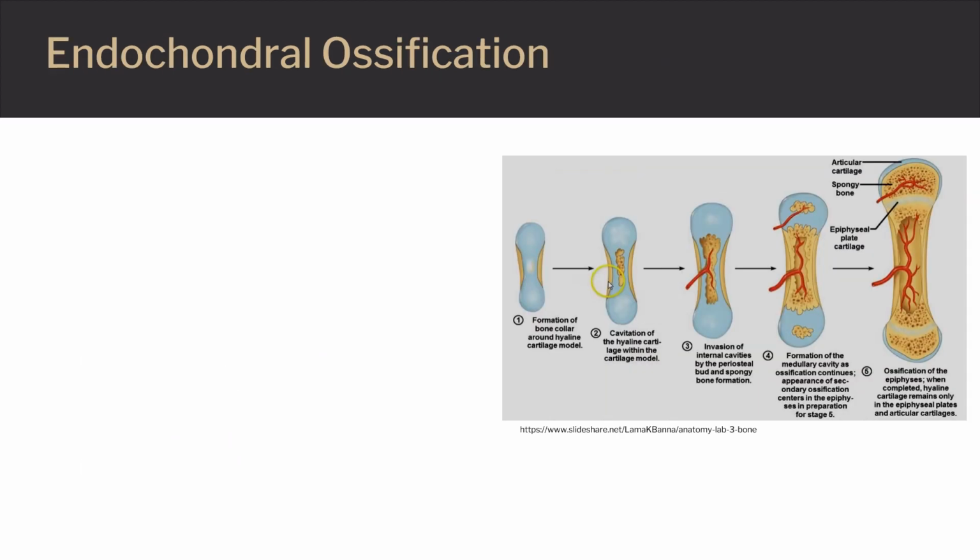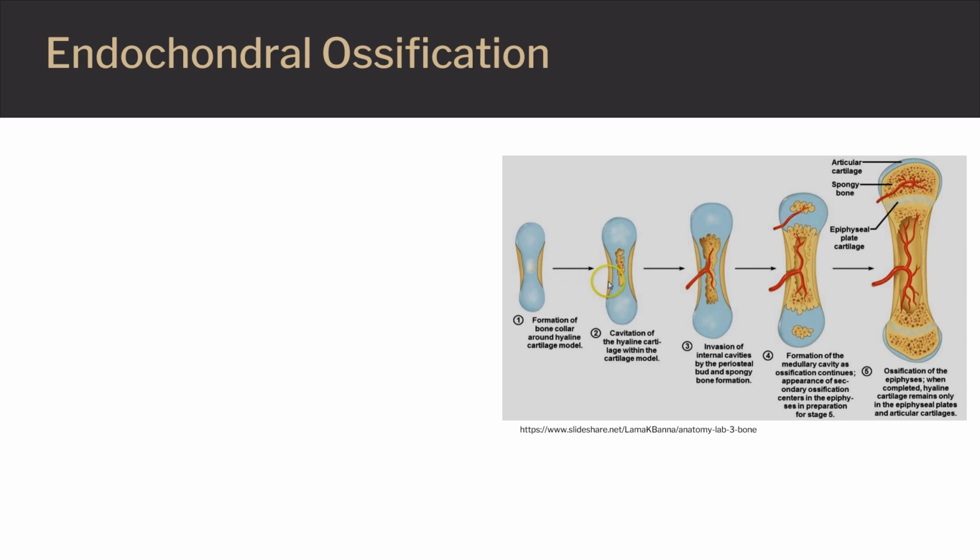Endochondral ossification involves the replacement of hyaline cartilage with bony tissue. Most of the bones of the skeleton are formed in this manner. These bones are called endochondral bones. In this process, the future bones are first formed as hyaline cartilage models.